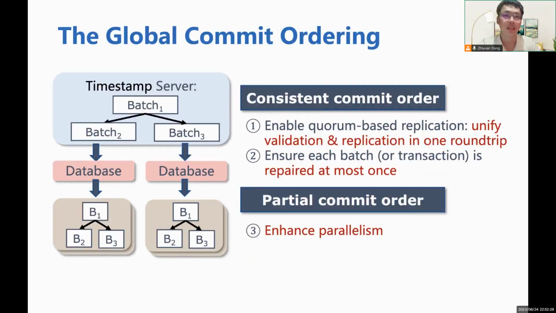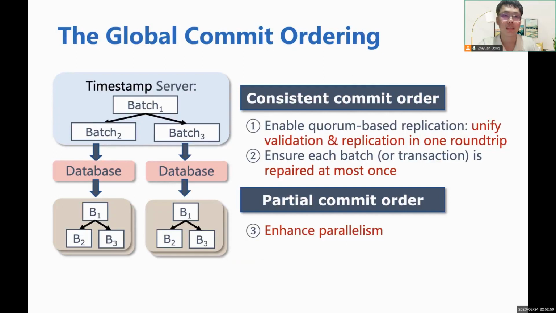HighCrunch relies on the timestamp server to construct the commit order between transactions. With the commit order, replicas of different storage nodes handle conflicting batches in a consistent order. This enables HighCrunch to use a quorum-based replication protocol. It unifies validation and replication in one network round trip.